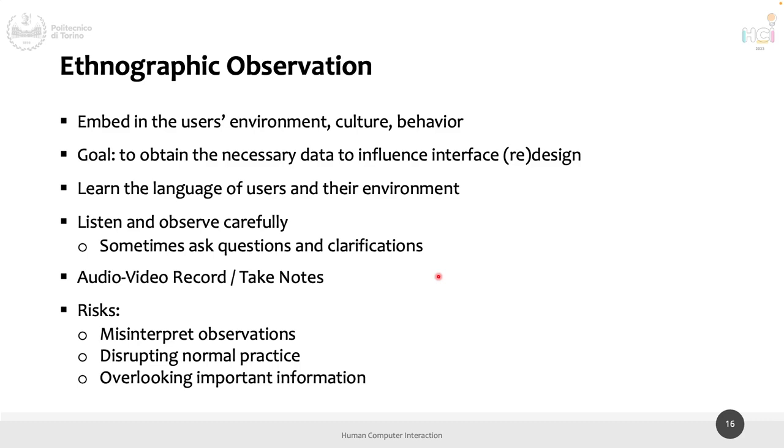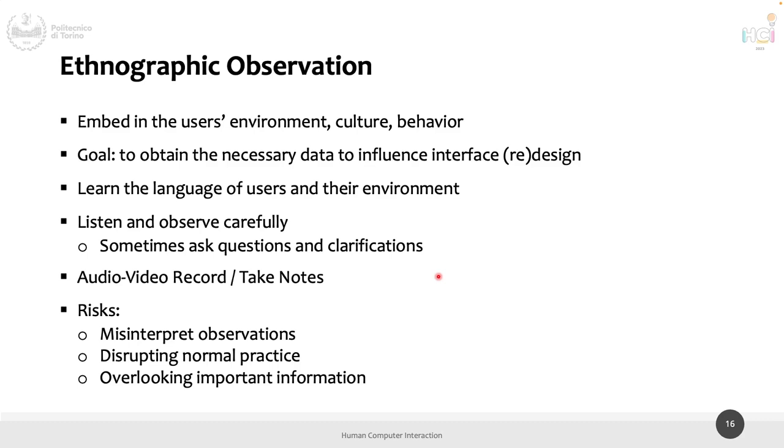The goal of observation is, in general, to obtain the data, the information, to influence the interface or application design or redesign, if it already exists. Observation allows you, more than others, to learn the language that people use in that context and environment. If you observe nurses, they will use specific language. Students use a different language than nurses. And if an application is for one category or the other, you will need to learn the language to use the same language in the interface, in the application.